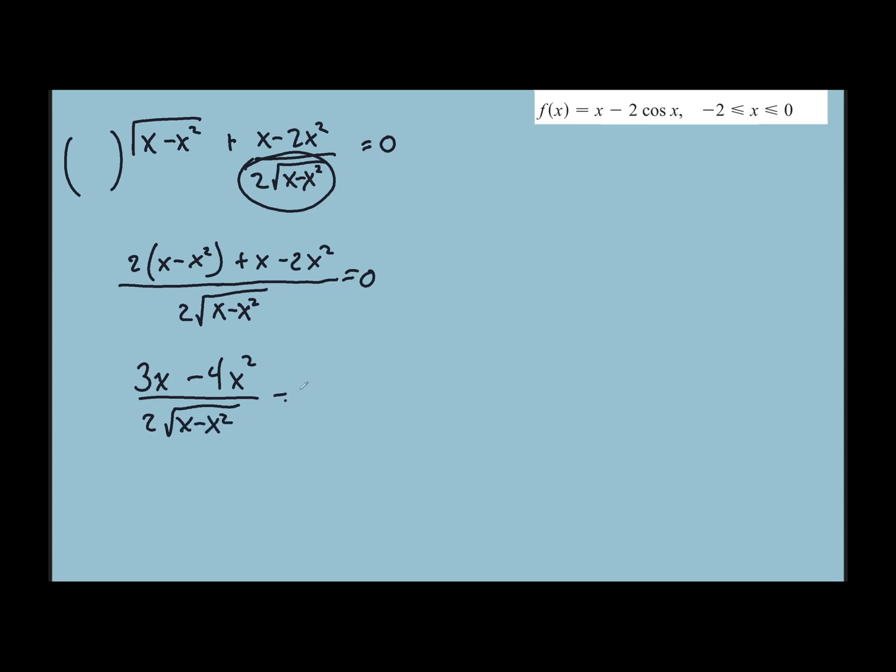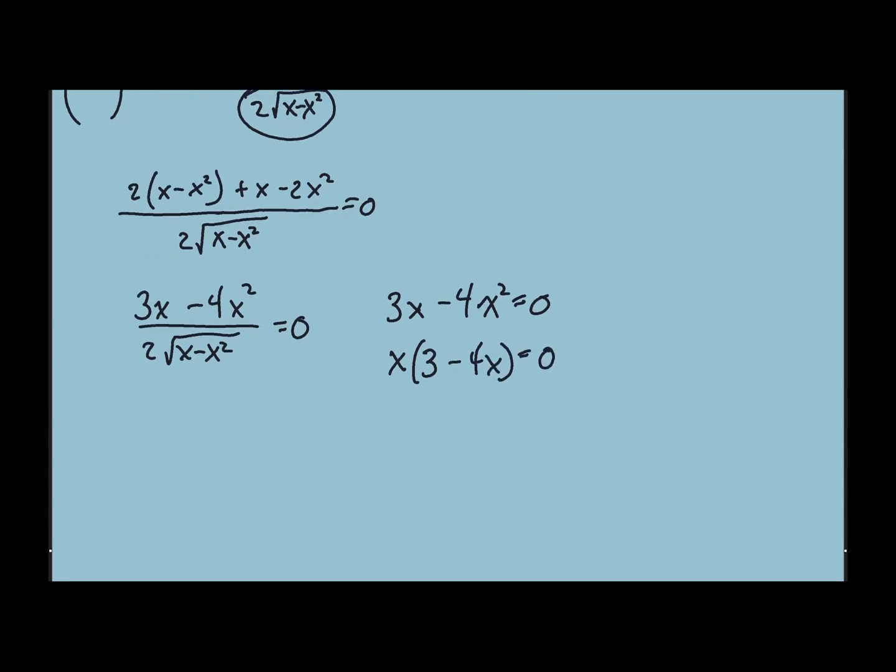But I have good news. Critical numbers are easy, because anything in the numerator that's equal to 0 will create a critical number. So we can almost ignore the denominator, except for the domain, to make sure that it's okay. So I'll say 3x minus 4x squared equals 0. And we factor. Every single problem we factor.